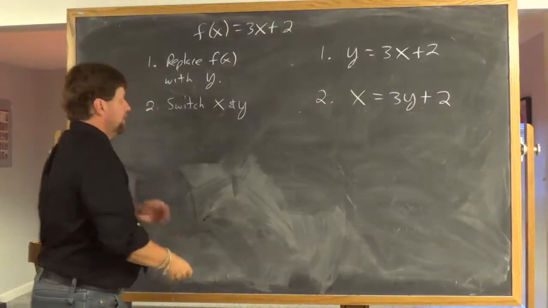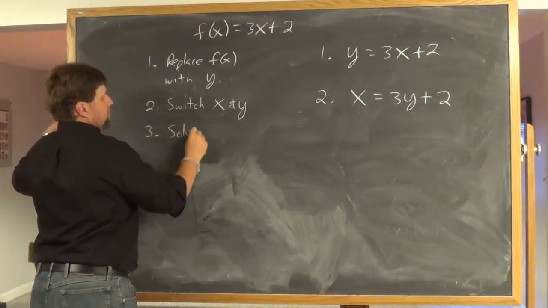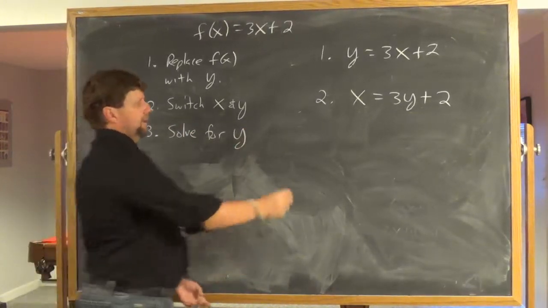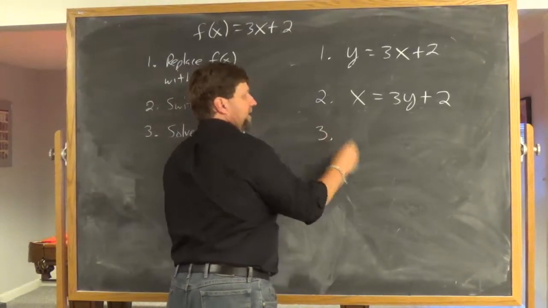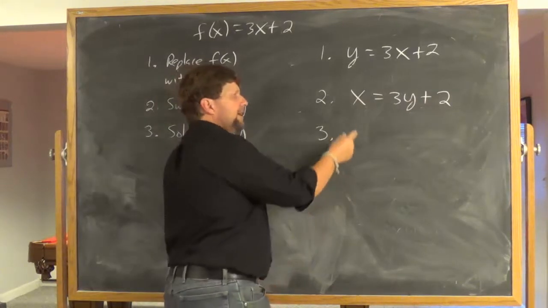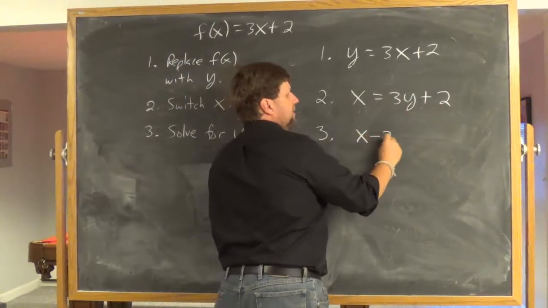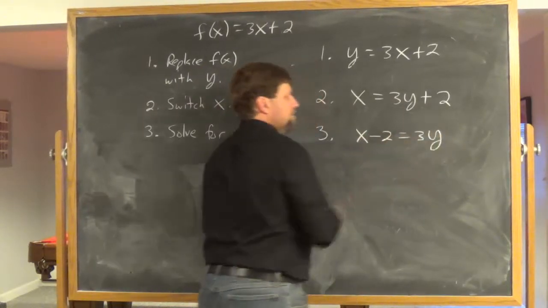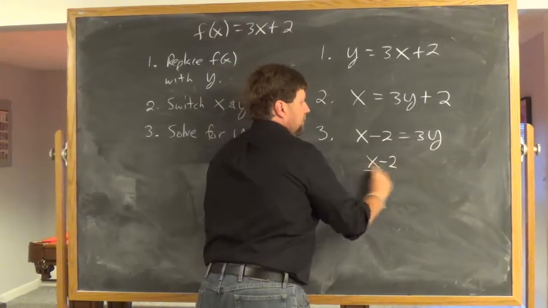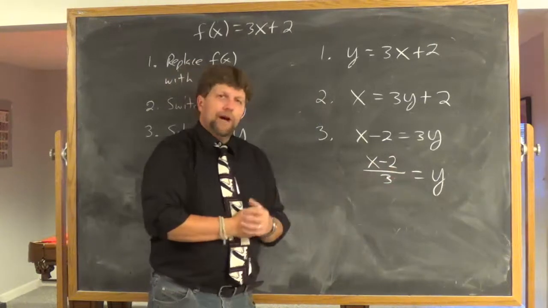That's pretty easy. Step 3. Solve for y. So over here, step 3. Here's my equation. I now solve it for y. Well, that's not too bad. I solve for y by subtracting 2 from both sides, and then divide both sides by 3. All right, we're done. We've solved for y. We have y by itself.